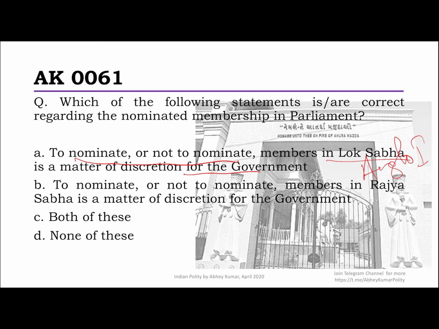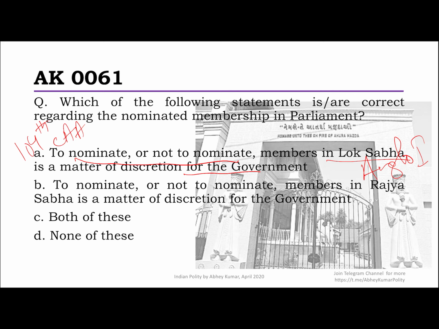Now, this has been removed by the 104th Constitutional Amendment Act, which came into force on 26th January 2020, whereby the reservation for scheduled castes and scheduled tribes has been extended by 10 more years, that is until 2030. The nomination option for the Anglo-Indians has been removed. But while it was there, it was optional.